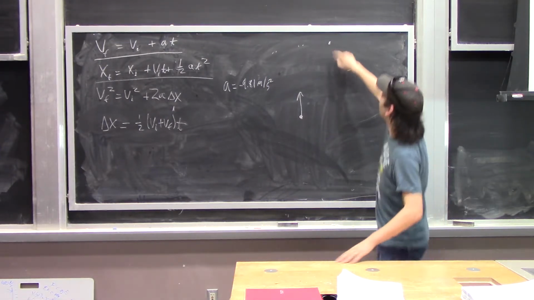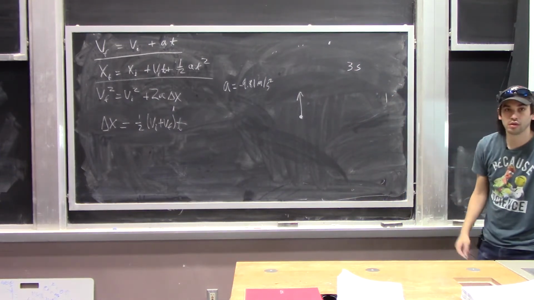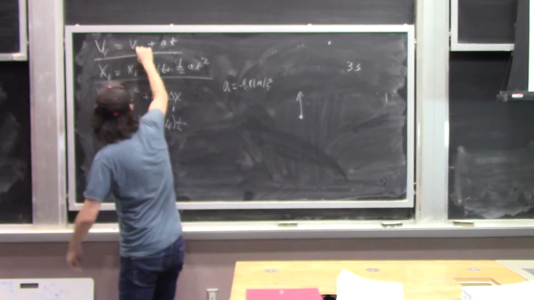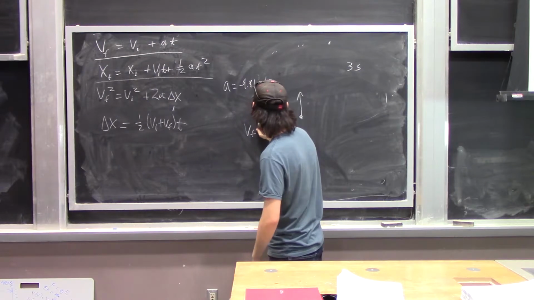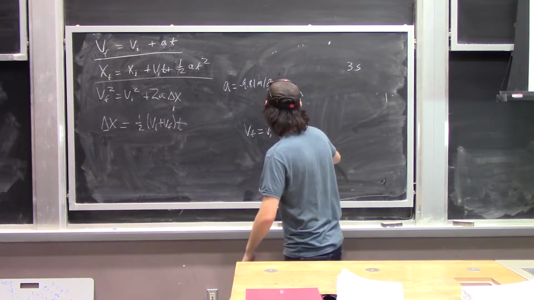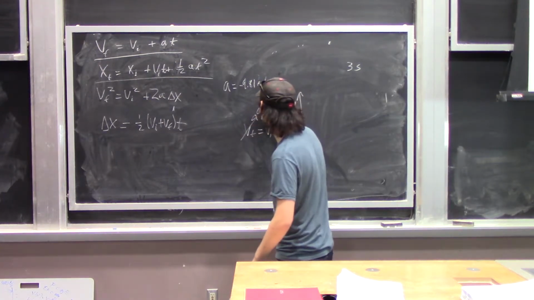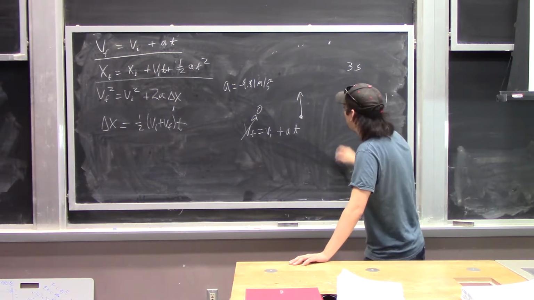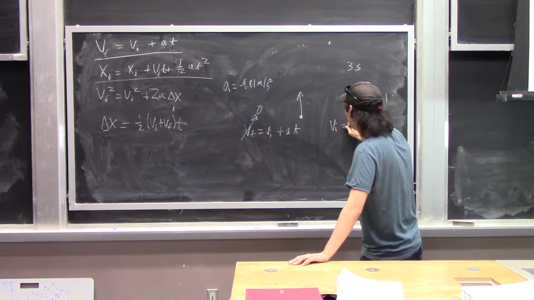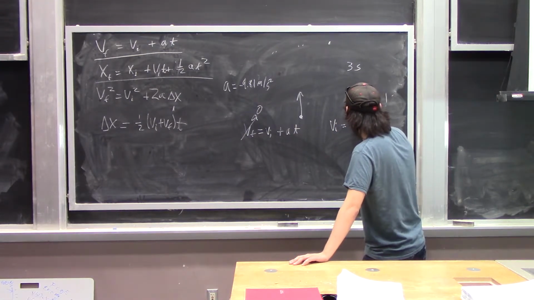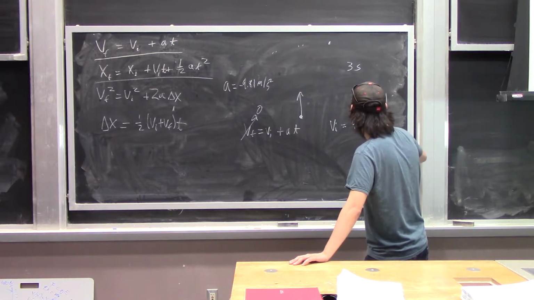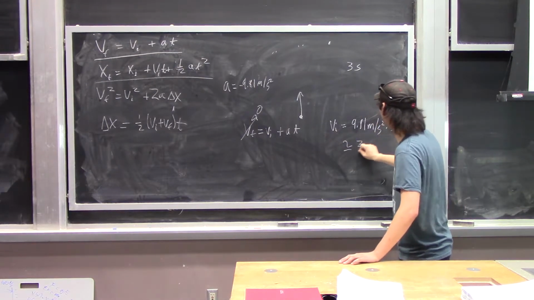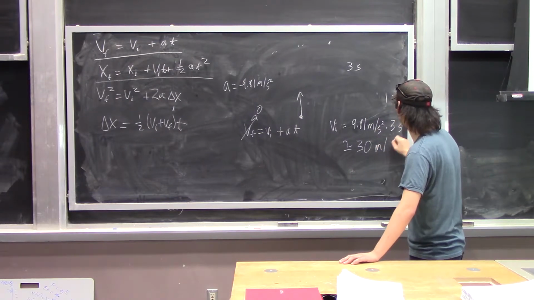And when it gets to the top, what's our velocity going to be? 0, right? And so what that allows us to do is use this equation. So we have Vf is equal to Vi plus at. This is 0. This is 9.81. We can rearrange this so that we have Vi is equal to 9.81 meters per second squared times 3 seconds, and this is about equal to 30 meters per second.